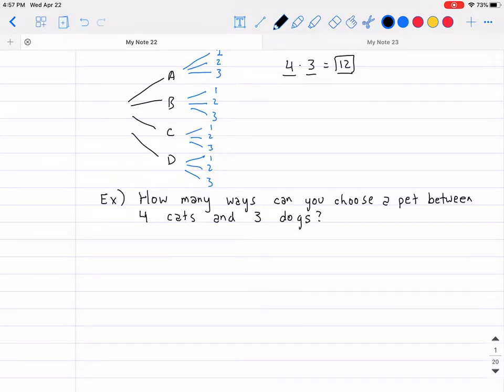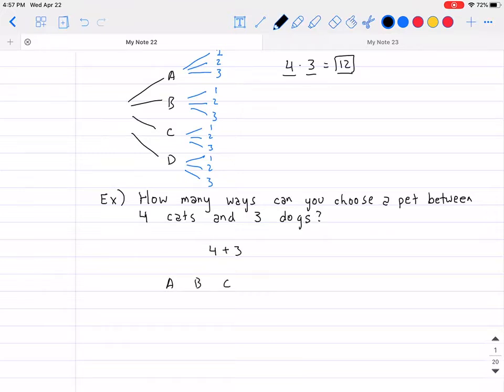Now, in the second scenario, where I asked how many ways can you choose a pet between 4 cats and 3 dogs, you're basically going to select only either one or the other. You can't choose more than one. So in essence, there's really only one event happening. You're just going to choose one or the other, just as I said. In that case, I see its total as 4 plus 3.